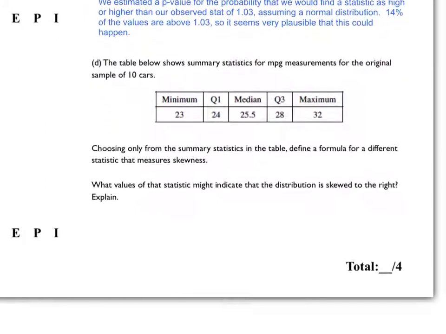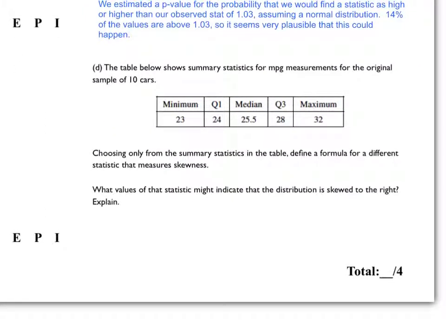Next question, jumping down to D, says the table below shows summary statistics for MPG measurements for the original sample of 10 cars. And it has the minimum, maximum, and the full 5-number summary. Choosing only from the summary statistics in the table, define a formula for a different statistic that measures skewness. Now this question is a little bit more open-ended. We have to define a new way to measure skewness.